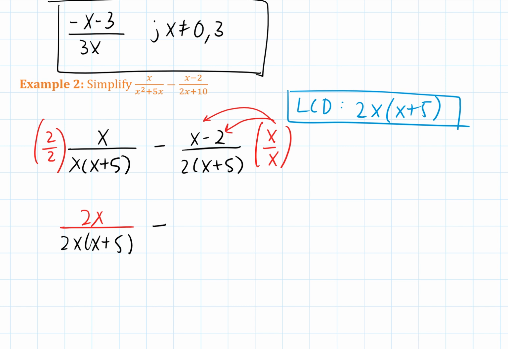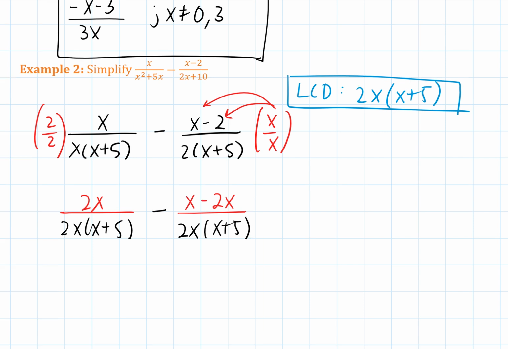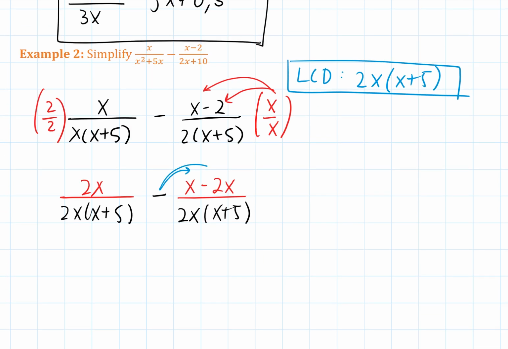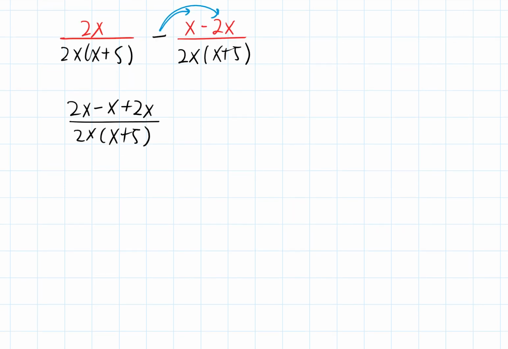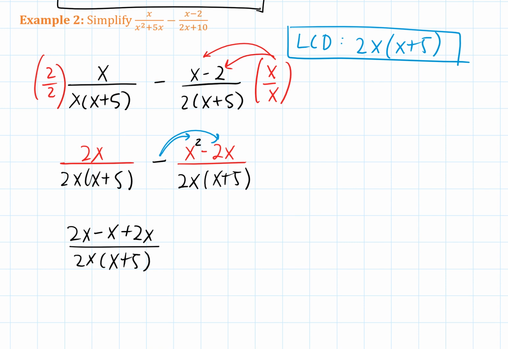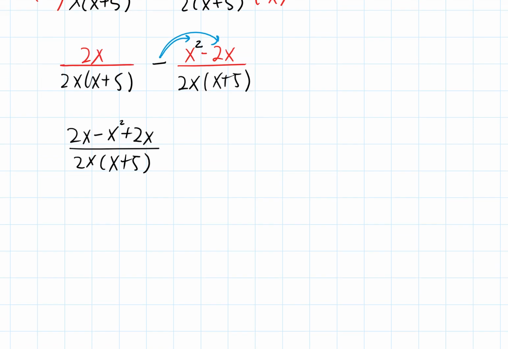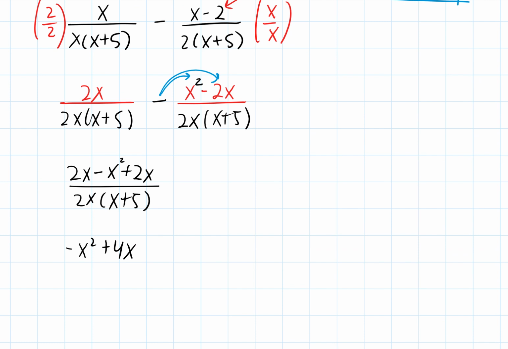The type of multiplication you're doing depends on what you end up with. Which is to say, on the right we distributed, on the left we could just straight multiply since we only had 2 terms. Can't say this enough. Distribute the subtraction sign. So we have 2x minus x plus 2x over 2x times x plus 5 gives us 2, oops, I'm so sorry, this is x squared. So we have negative x squared plus 4x all over 2x times the quantity x plus 5.